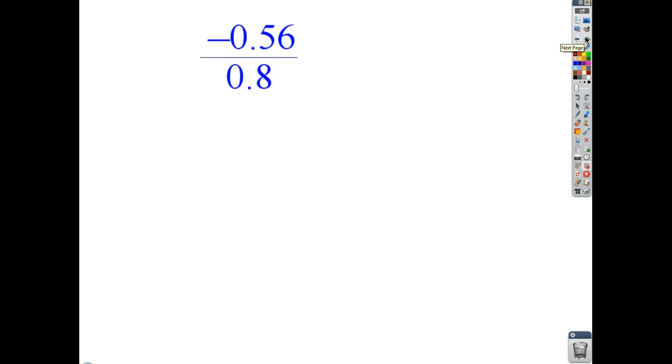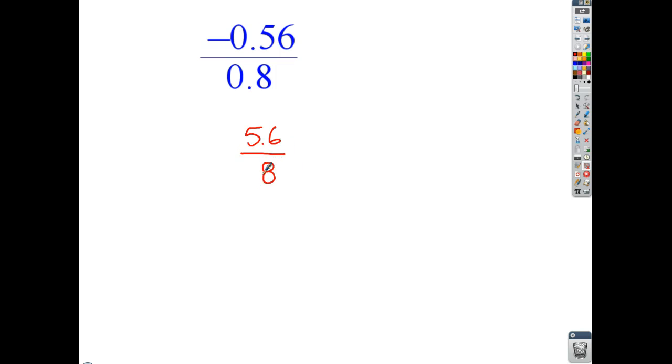Okay, I have negative 0.56 divided by 8. Okay, so now in this one, let's say 0.8. So this one is, if I look at this and I want to say, all right, let me look at this from the perspective of tenths, right? So if you move it over 1 decimal place, you're going to get 5.6 divided by 8, okay?